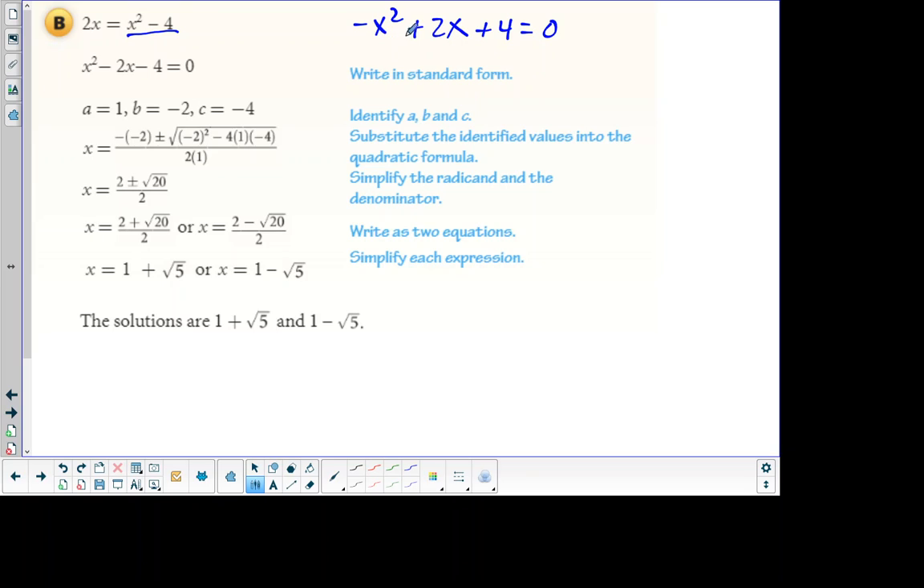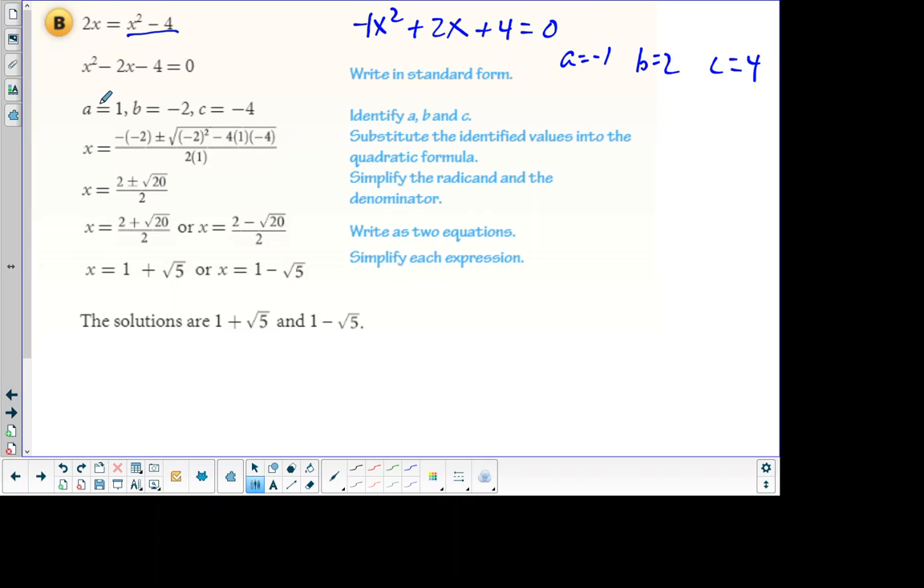Now looking at it this way, what would your a value be? It would be the coefficient on the x squared, which is negative 1. So a would be negative 1. Your b value would be the plus 2, which is 2. And your c value would be the plus 4, which is 4.